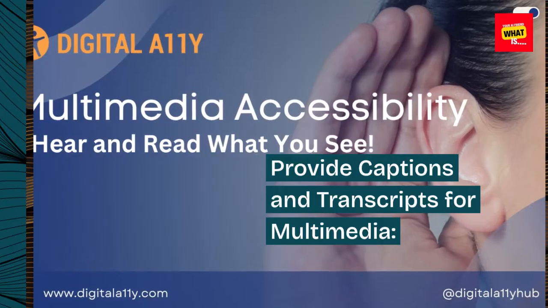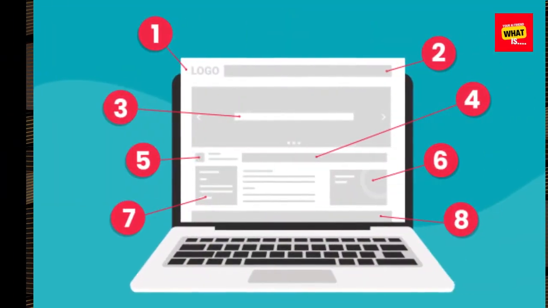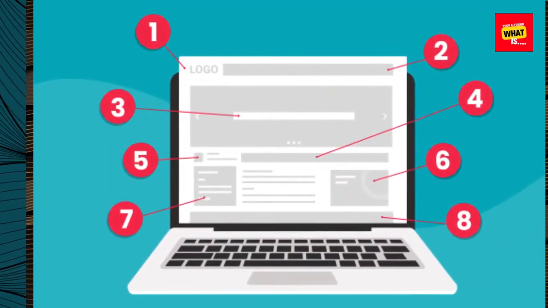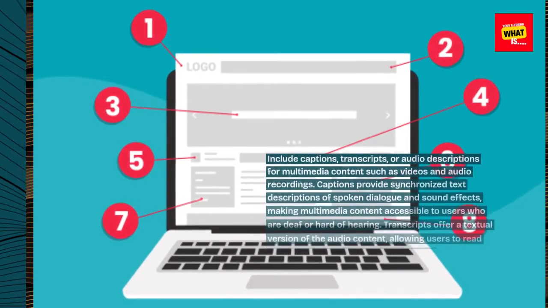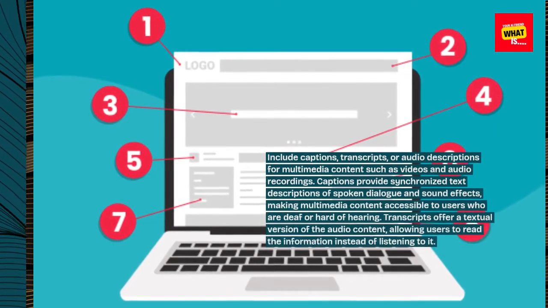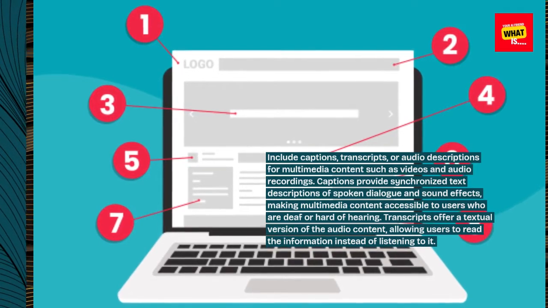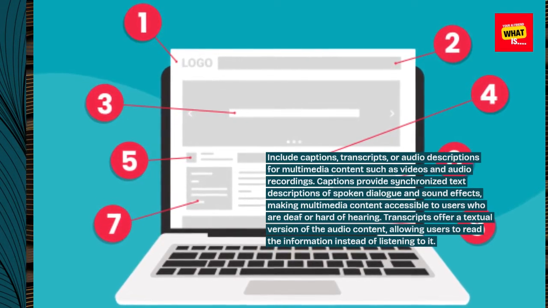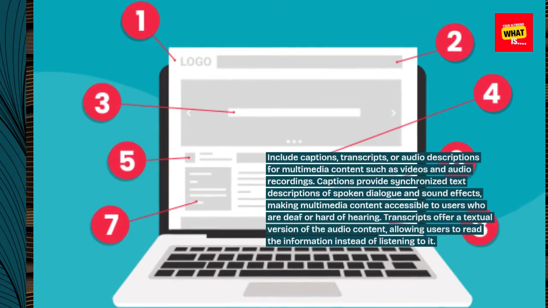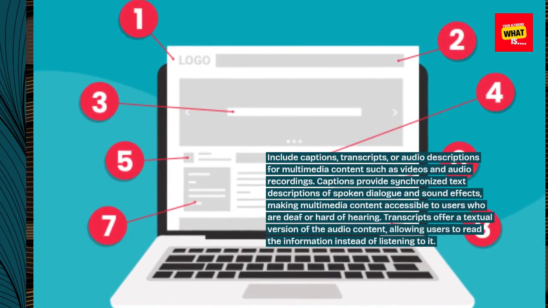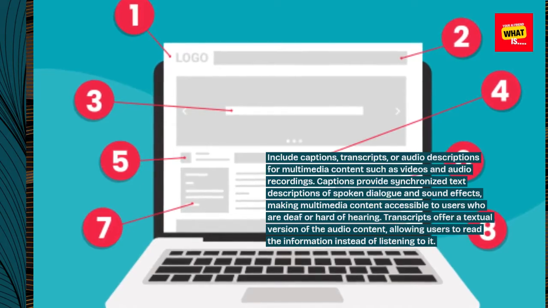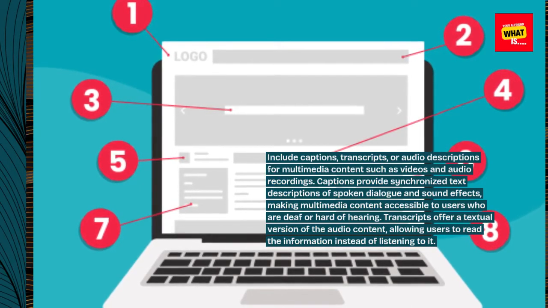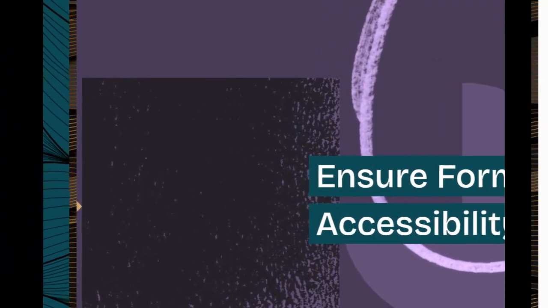Provide captions and transcripts for multimedia. Include captions, transcripts, or audio descriptions for multimedia content such as videos and audio recordings. Captions provide synchronized text descriptions of spoken dialogue and sound effects, making multimedia content accessible to users who are deaf or hard of hearing. Transcripts offer a textual version of the audio content, allowing users to read the information instead of listening to it.